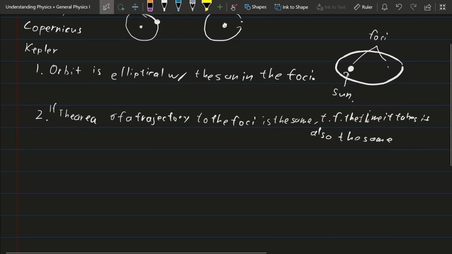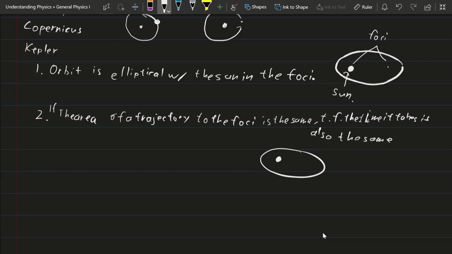So what this means is that if you have an ellipse, and then this is your sun, let's just state that the Earth is orbiting in this direction. And so if you measure the area from here to here, it is the same as the area from here to here. So basically, if these two areas are the same, that means the time is also the same. Meaning that the time for an object to go from here to here is the same as from here to here.